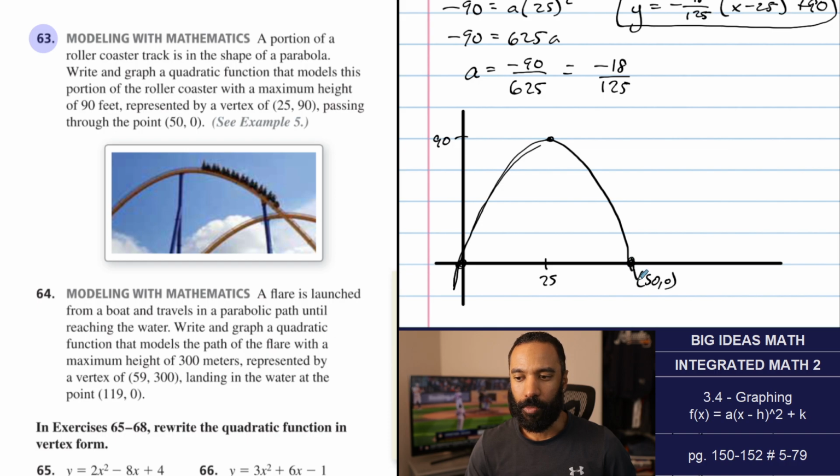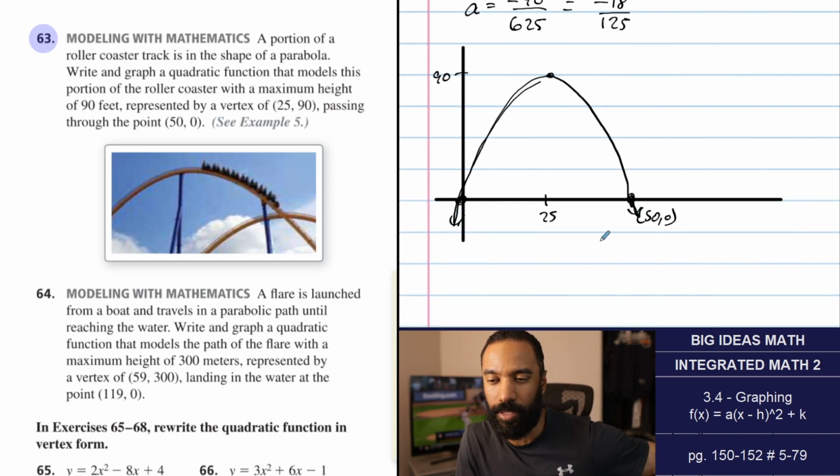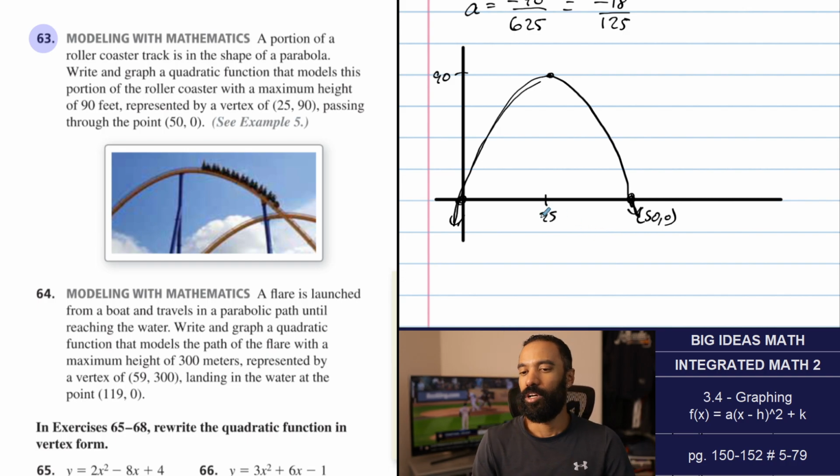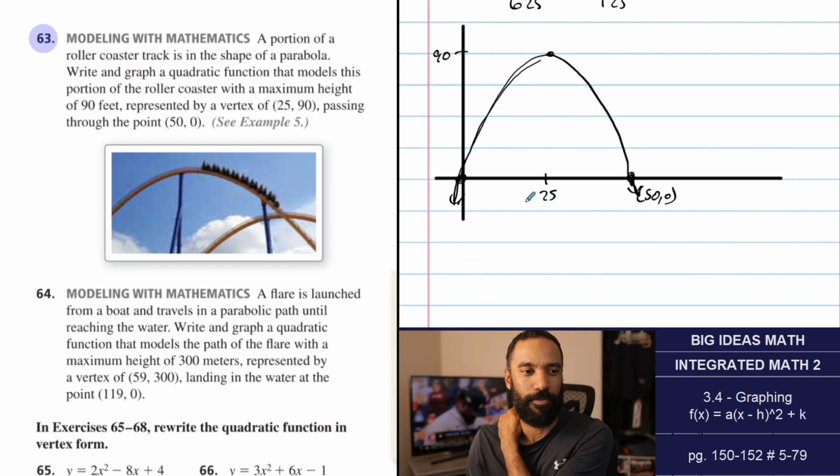They said this portion of the roller coaster, I'm going to assume it goes down lower or something like that. Maybe it can hit tunnels. Otherwise, I don't really know. But there's that graph. Oh boy. Hopefully I'm almost done. Got about 15 questions left.